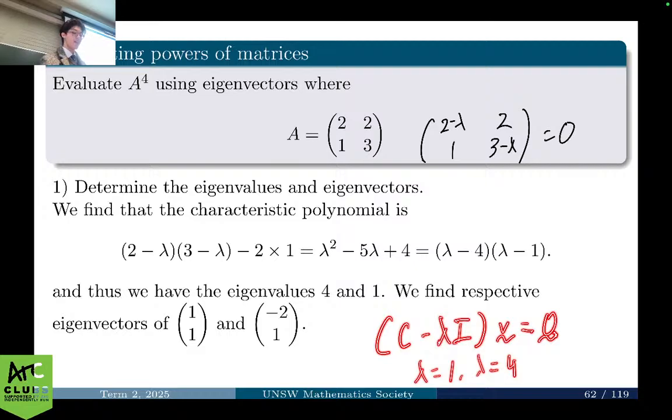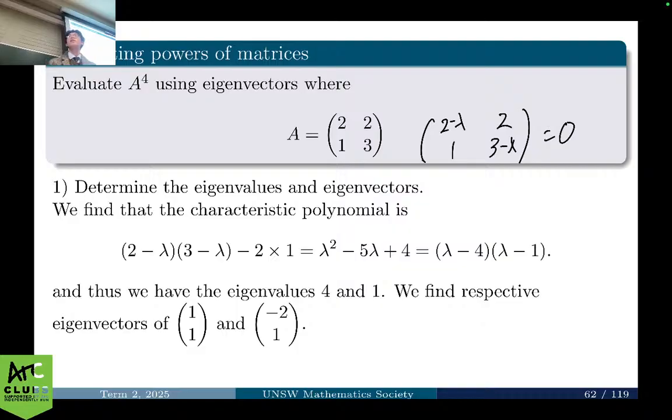And so we find our eigenvectors of 1, 1 and minus 2, 1. Notice immediately, 1, 1 and minus 2, 1 are linearly independent of each other, because you cannot express minus 2, 1 as a scalar multiple of 1, 1. So we have two linearly independent eigenvectors here for this 2 by 2 matrix, which means A is diagonalizable.